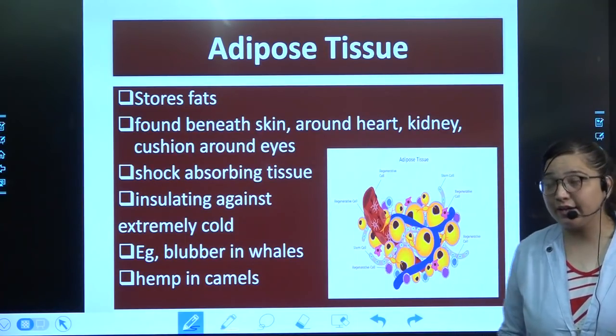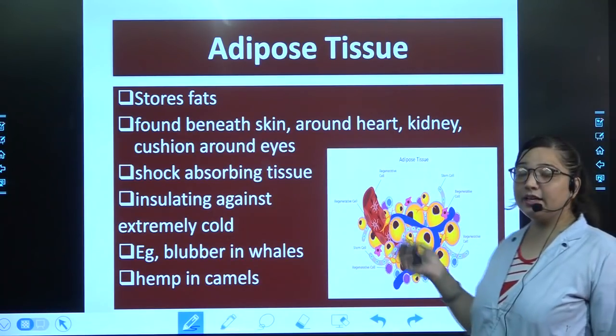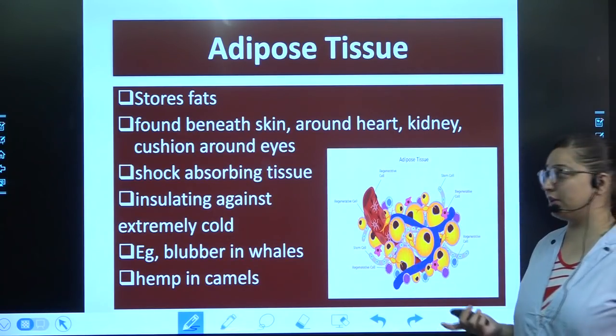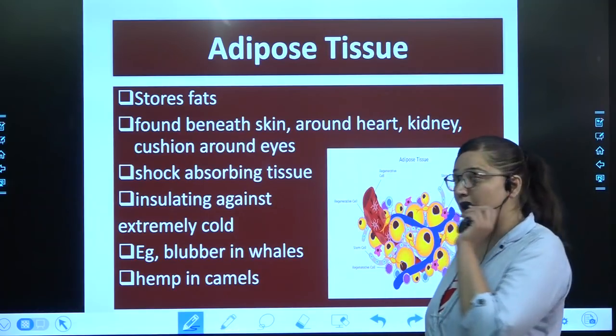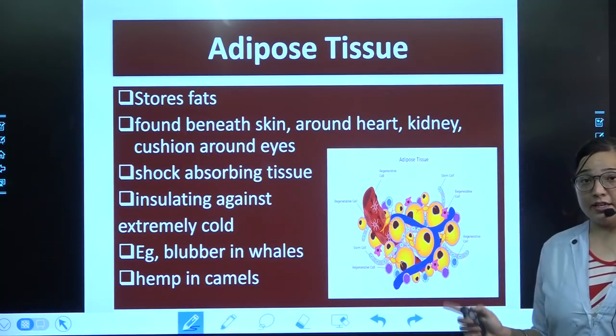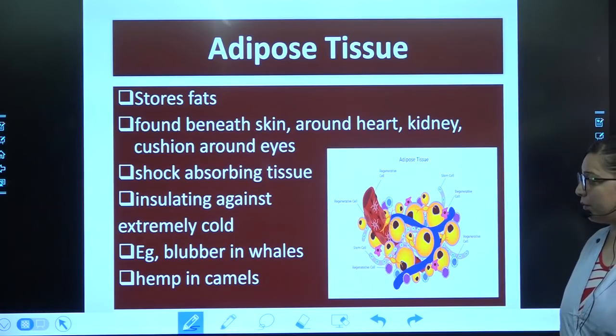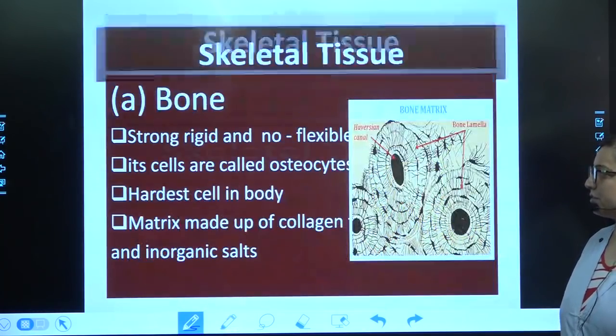Then next, important points regarding the adipose tissue. It will store fat. It is found beneath the skin, around the heart and the kidney, and as the cushion around the eyes. It is the shock absorbing tissue. Moreover, it is an insulation against extremely cold situations. Example, the blubber in whales and the hump in the camels.